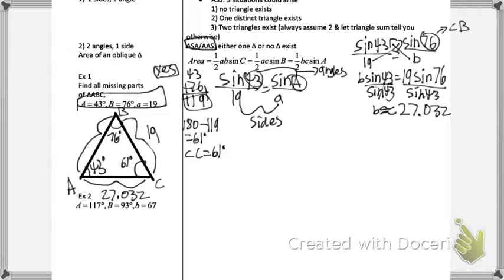Now let's again use the given information to find side c. So sine 43 over 19 equals sine 61 over c, where 61 is angle C. Now let's cross multiply.